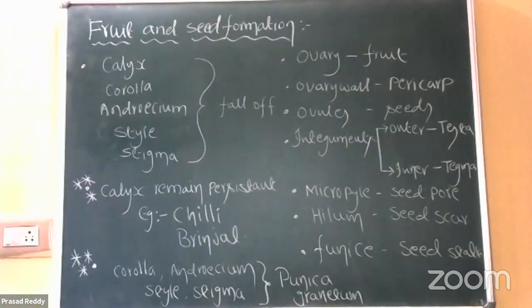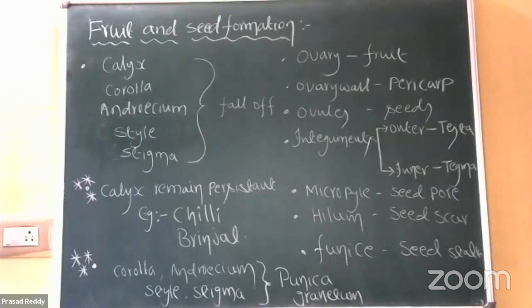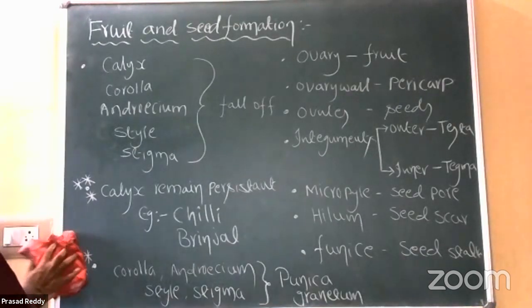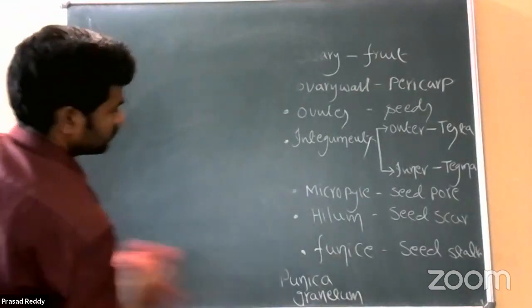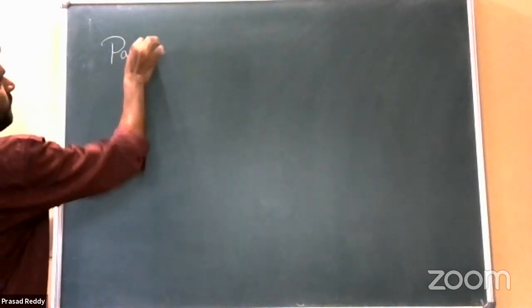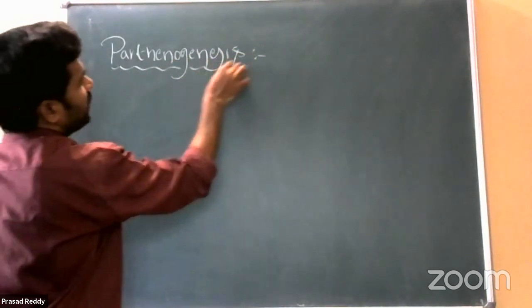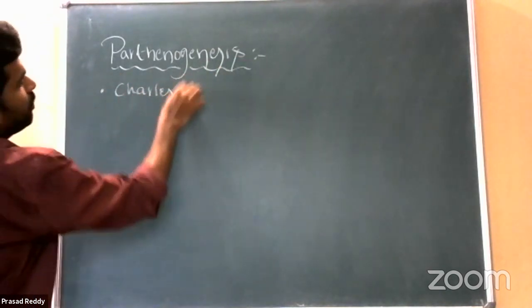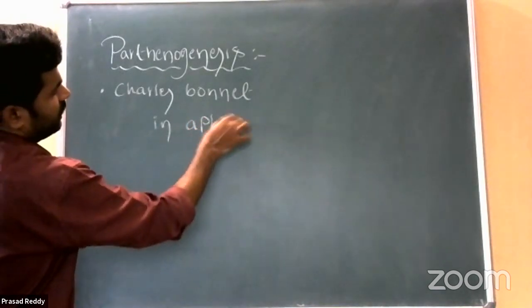Then last one, parthenogenesis. Last side heading in this chapter, parthenogenesis. This parthenogenesis concept was first explained by Charles Bonnet in aphids.